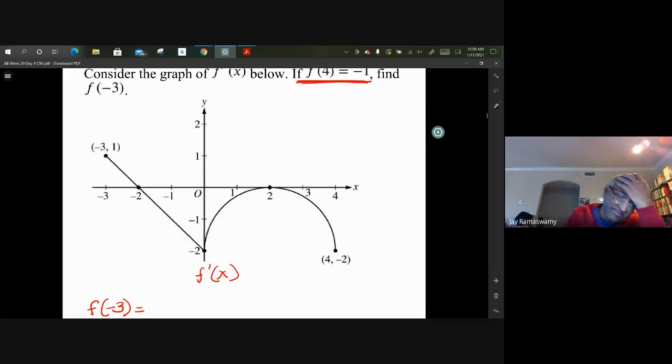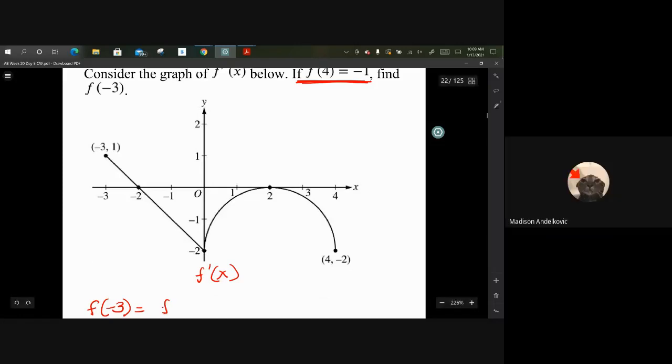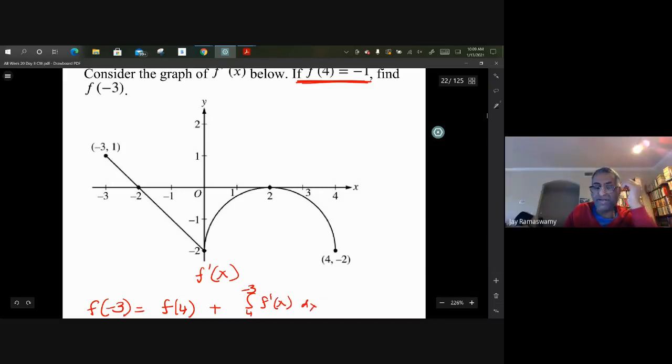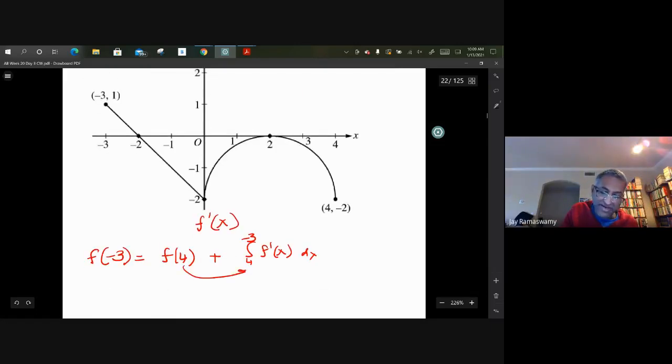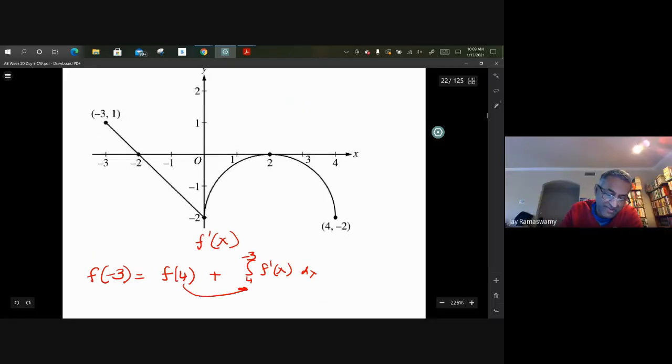Again, Mr. V or Ms. Andelkovic, go. Equals f of 4 plus integral from 4 to -3 f dash of x dx. Brilliant. Everybody, you'll be tempted to write -3 to 4, correct? It's tempting. Okay, be careful, please. What's f of 4 given? -1. So -1 plus integral from 4 to -3 f dash of x dx.